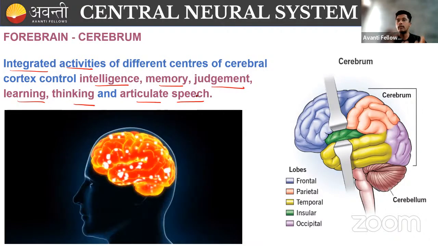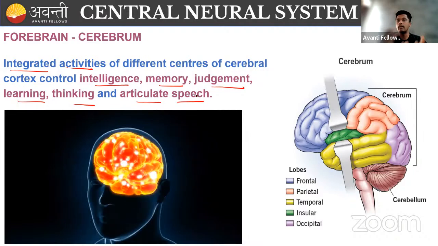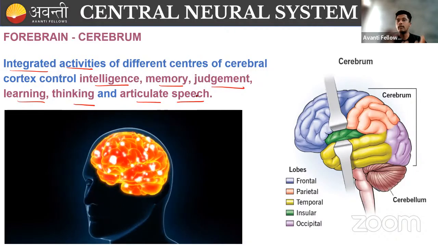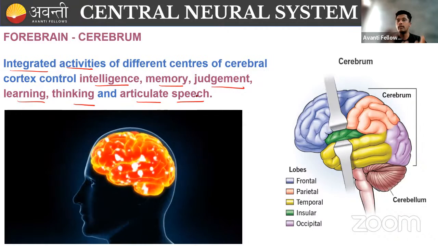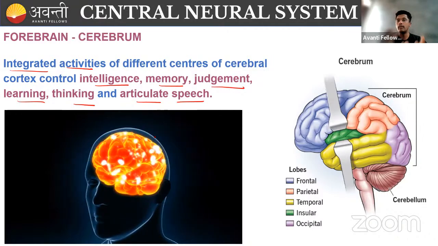So all this is controlled by the cerebral cortex, and if the cerebral cortex is affected, these are the functions they might lose. So remember the functions of the cerebral cortex, such as intelligence, memory, judgment, learning, thinking, articulated speech.